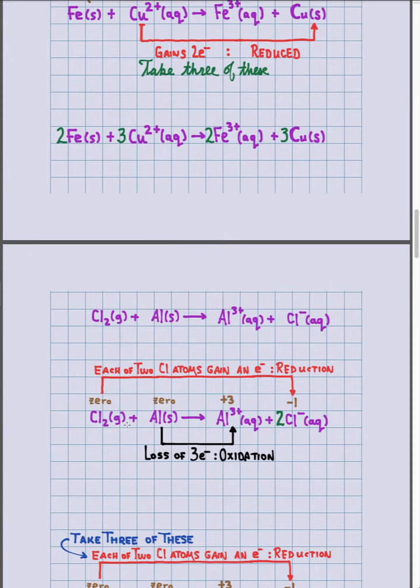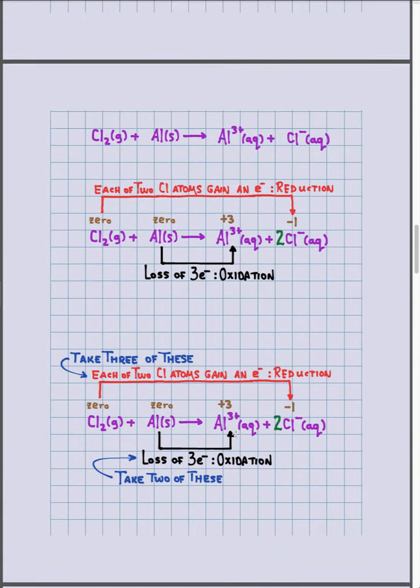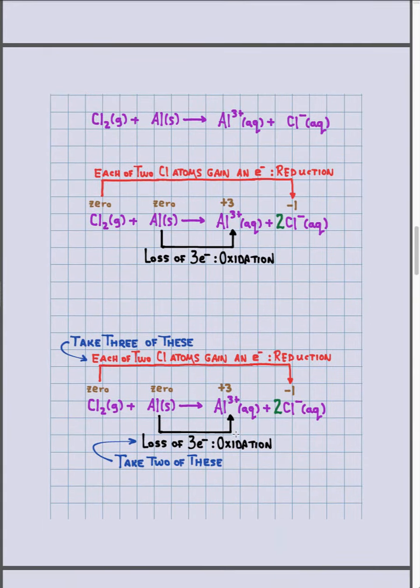Aluminum 3 plus ion aqueous is a 3 plus oxidation state. So here I have 2 chlorines, and I figured I better get 2 chlorines over here, and thinking about each of those 2 chlorines become a chloride -1 ion, I said each of 2 chlorine atoms gains an electron, so that's a reduction, gaining negative electrons. So that's 2 electrons gained, and this is 3 electrons lost. You might already guess how you're going to make that match up.